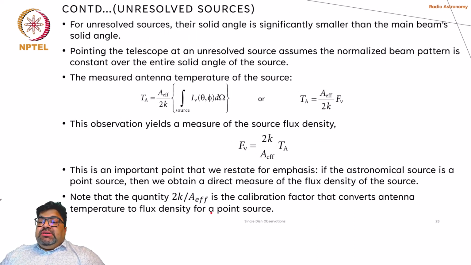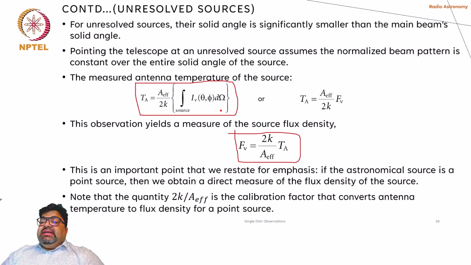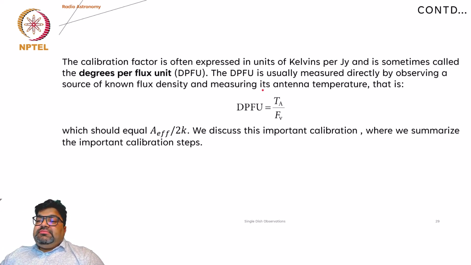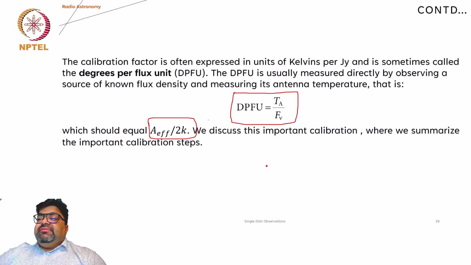So finally we get the factor of F nu in terms of antenna temperature. If the antenna temperature is for an entire resolved source, it will integrate over the entire source, and we collect the information of the antenna temperature. From there, we can derive the flux density of the source in terms of the antenna temperature by using this formula. The calibration factor is often expressed in units of kelvins per Jansky and is sometimes called degrees per flux unit, or DPFU. So DPFU is nothing but this proportionality constant between the antenna temperature and the flux density of the source, which is basically the effective area of the antenna over twice the Boltzmann constant.